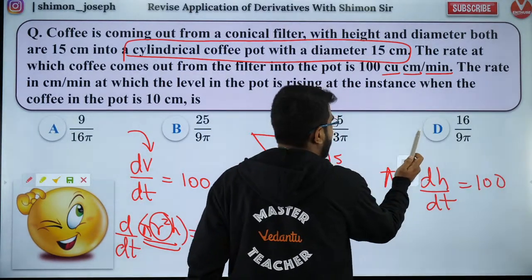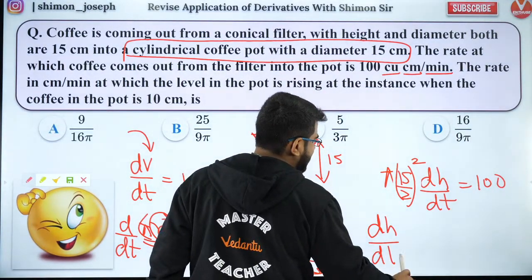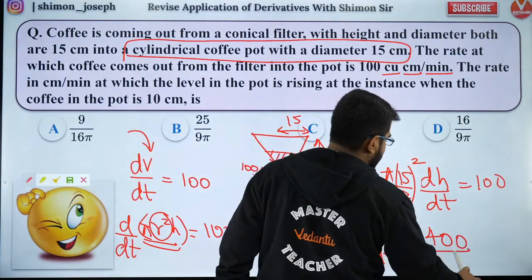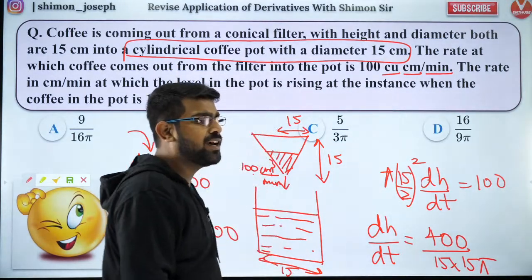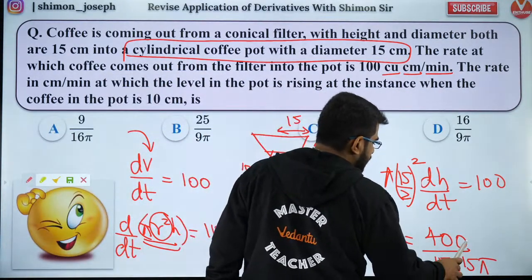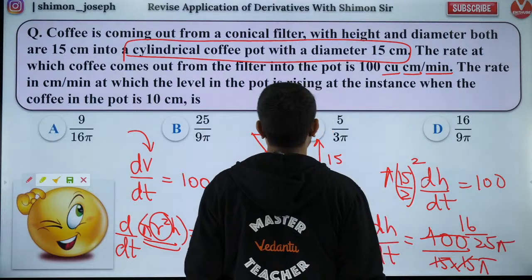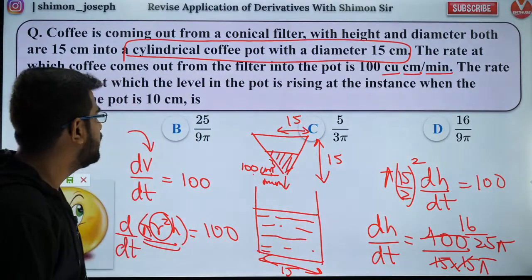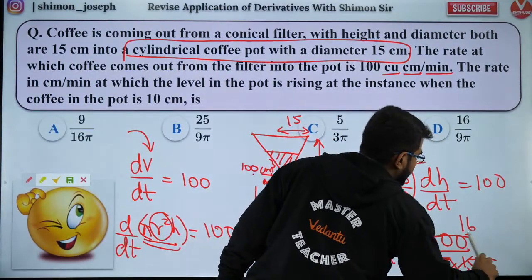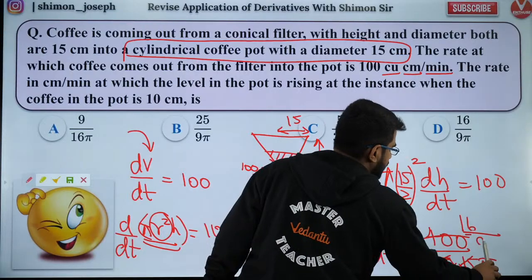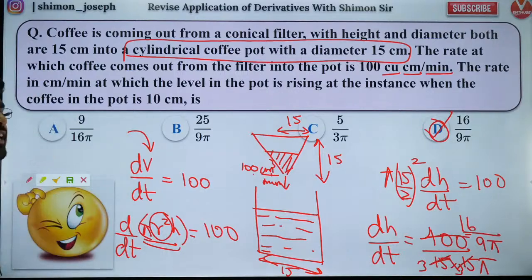Now what is r square? R square is 15 by 2 the whole square. So what is dh by dt? dh by dt is equal to 400 divided by 15 into 15 pi. Now you can divide and get your answer. It's a very simple one. So you will get 16 by 25 pi. Why is there no such option? Okay, 16 by 9 pi, I'm sorry, because if I divide by 5, you'll have 3 here and 3 here. So 16 by 9 pi is the answer, which is option D. Everybody clear? Very good. Did you all understand it?